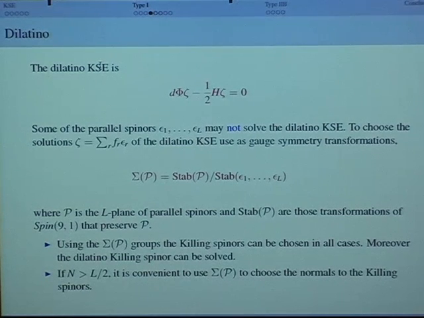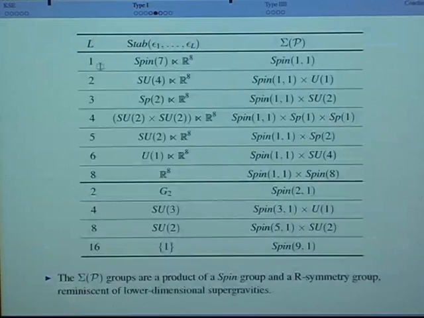In fact, if the number of Killing spinors is more than half the parallel, then it's much more convenient to use this group here to choose the normals to the Killing spinors. And here is the full list of possibilities. So now in the left column, it's again the number of parallel spinors in each case. They are the isotropy groups in Spin(9,1), and here is the list of all Sigma P groups.